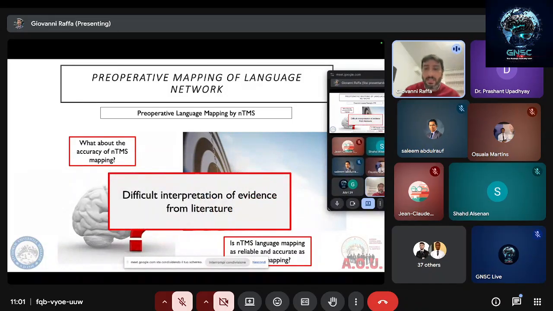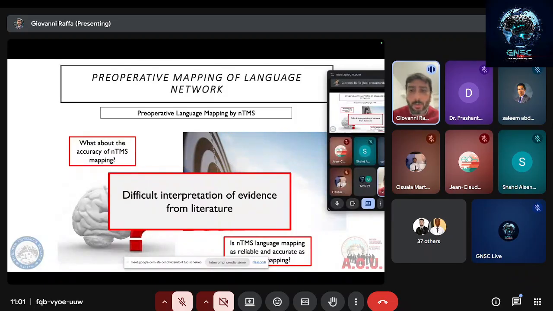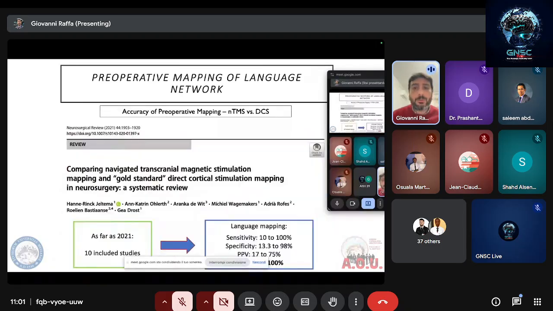The interpretation of evidence is a little bit more complicated than for the motor cortex. There are different results reported in the literature. You can see this is a systematic review showing that the sensitivity, specificity, positive and negative predictive value are reported with different percentages. But if you see the negative predictive value, it is usually very, very high.